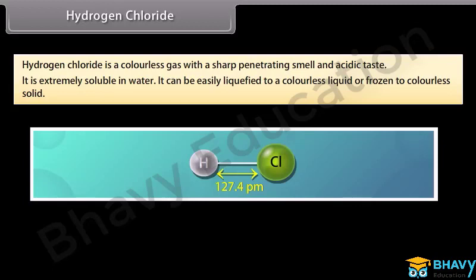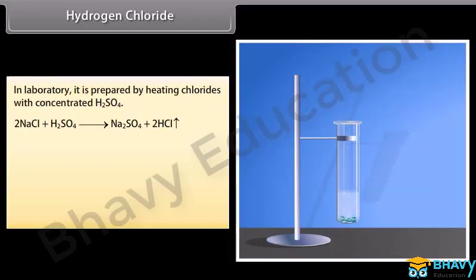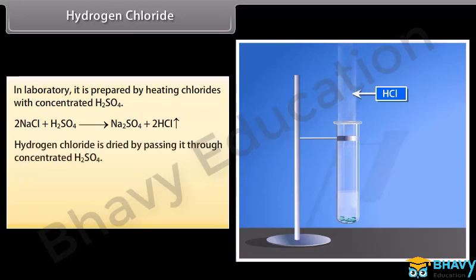1 volume of water dissolves about 450 volumes of hydrogen chloride under ordinary conditions. It can be easily liquefied to a colorless liquid or frozen to a colorless solid. In laboratory, it is prepared by heating chlorides with concentrated H2SO4. Hydrogen chloride is dried by passing it through concentrated H2SO4.